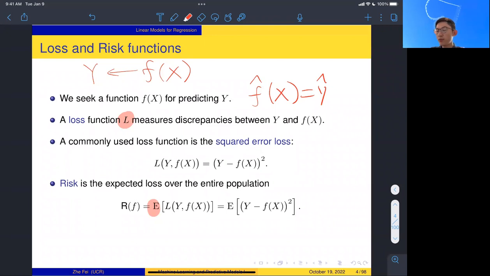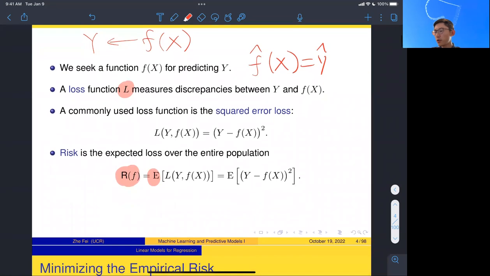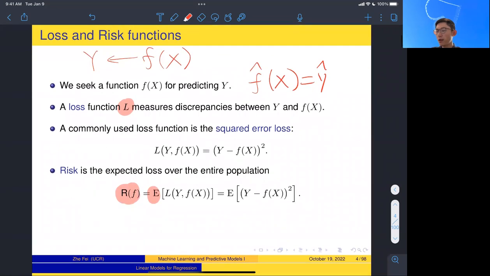it becomes non-random. So the loss is with respect to y and f(x), but the risk is only with respect to f, taking into account the randomness of x and y. So that's just two definitions: the loss and the risk.